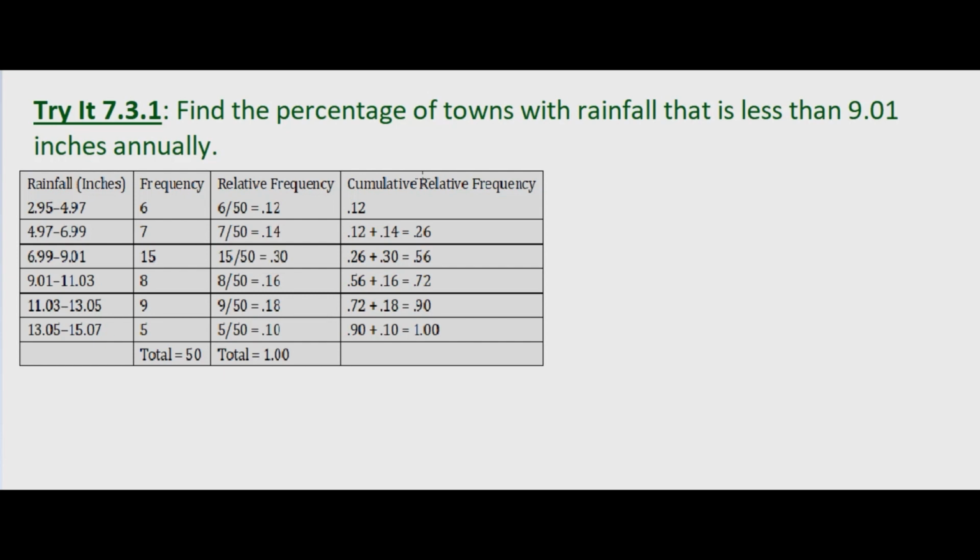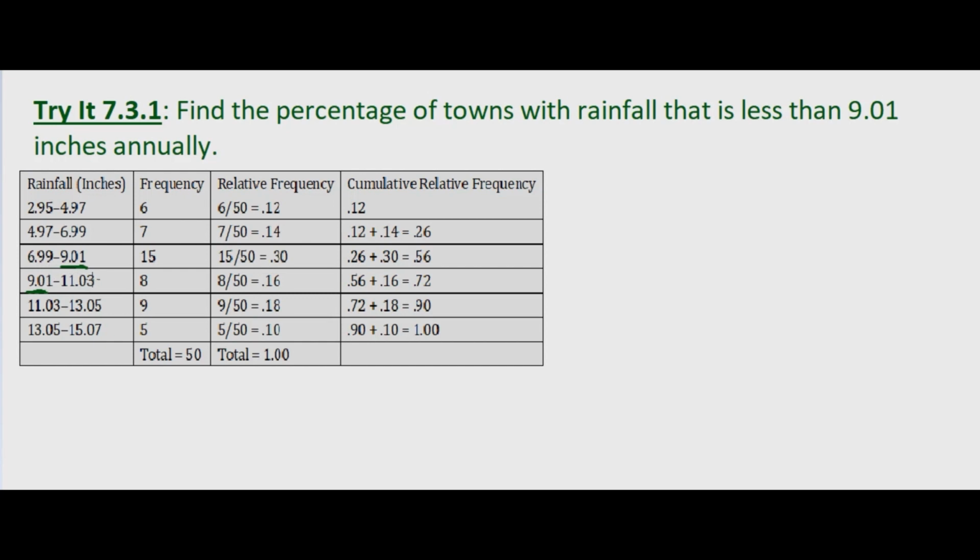First thing to note is that the transition amount, in other words, the ending amount for one interval and the beginning amount for the next interval, is inclusive to being the lower bound. In other words, this is from 6.99 to less than 9.01, and then the next row is from 9.01 to 11.03.